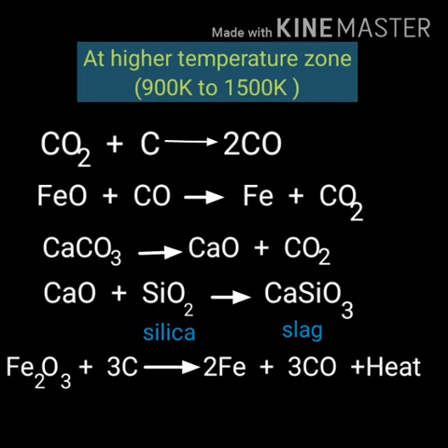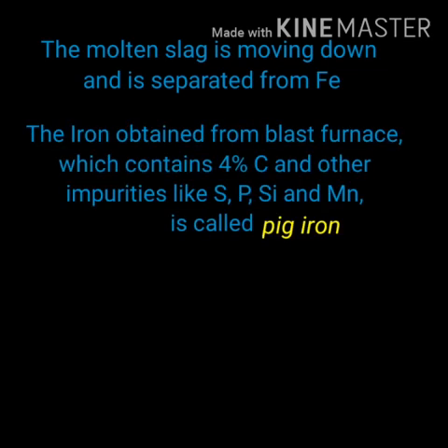The whole iron, including the iron produced in the upper region, melts in this high temperature region. The slag is also in the molten state and it is separated out from the iron. The iron obtained from the blast furnace contains about 4% carbon and many impurities like sulfur, phosphorus, silicon and manganese. This is known as pig iron.